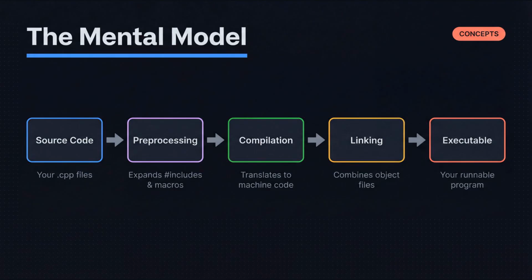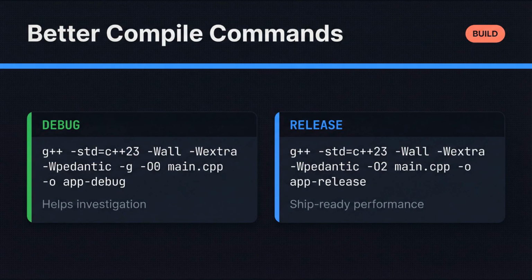Most beginner errors occur at one of these three boundaries. Missing includes at the preprocessing stage, syntax or type errors at the compilation stage, or undefined symbol errors at the linking stage. There are two build modes every project should use from day one: debug and release.